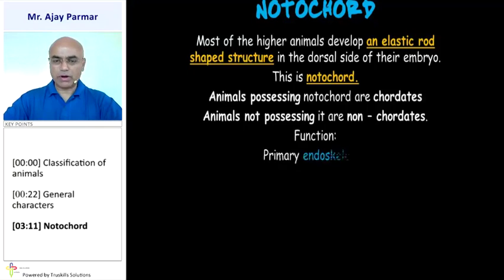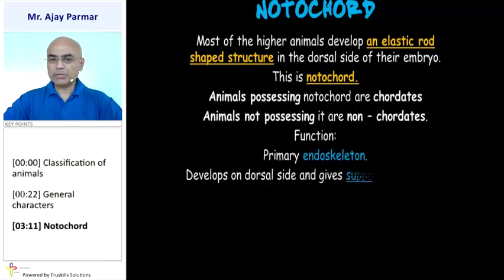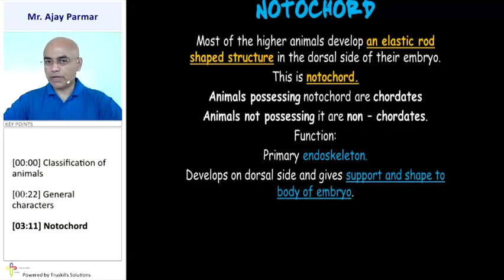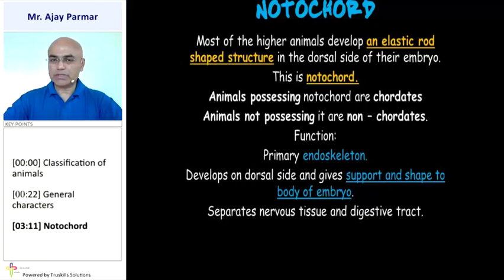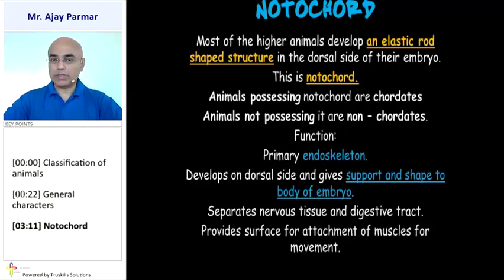The main function of the notochord is that it is the primary endoskeleton. We will study that in a little more detail in a later part of this chapter. When the notochord develops, especially in higher chordates, it develops into the vertebral column. It develops on the dorsal side, and therefore it gives support and shape to the body of the embryo. It separates the nervous tissue from the digestive tract, and most importantly, it provides the surface of attachment for muscular movement so that the muscles can move from that particular position.